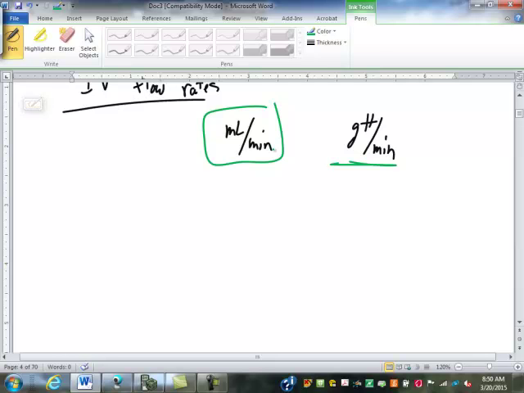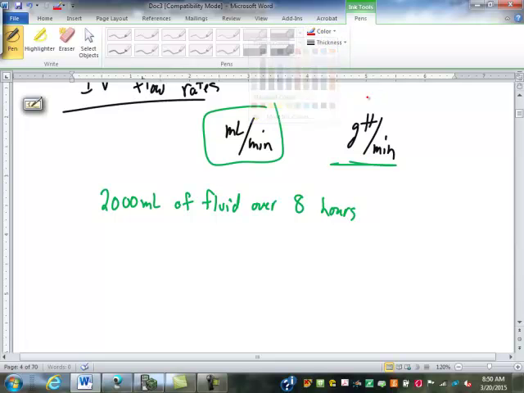Let's say that we have an order for 2,000 milliliters of fluid over 8 hours. Now, a couple of different ways that this might be asked. You might be asked milliliters per hour.